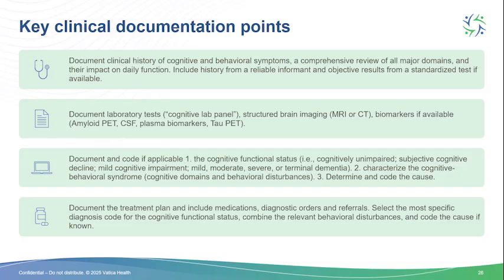Document the cognitive functional status as cognitively unimpaired, subjective cognitive decline, mild cognitive impairment, or mild, moderate, or severe dementia. And then next, characterize the cognitive behavioral syndrome. Describe any deficits in cognitive domains, any behavioral disturbances, and then determine and code the cause of the neurocognitive disorder. Document the treatment plan and include any medicines, diagnostic orders, and referrals. Select the most specific code for cognitive functional status. Combine the relevant behavioral disturbances and code the cause of the disorder if known.